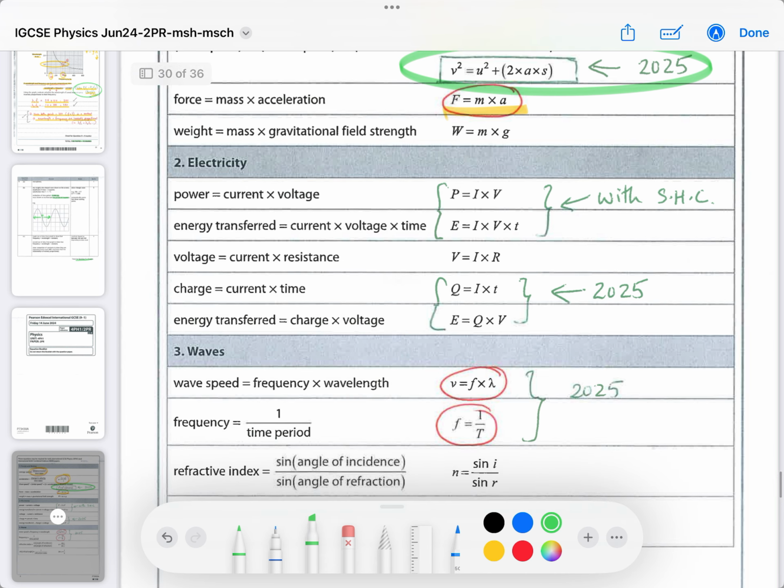I think they're going to use this with specific capacity. They're going to kill 2 birds with 1 stone. They're going to do the energy input electrically and measure the temperature rise with specific capacity. That's one of my predictions.